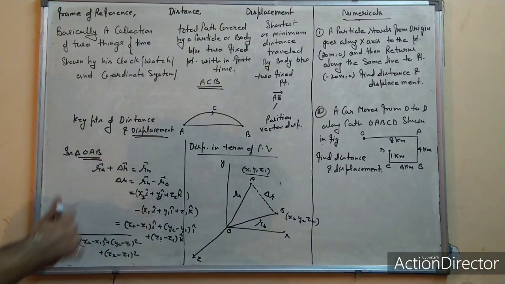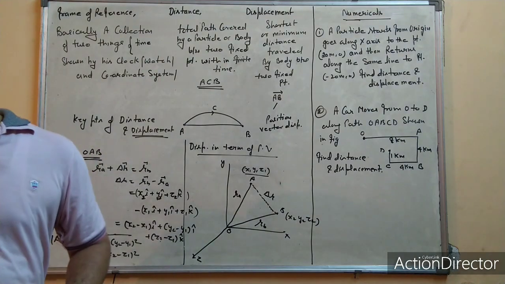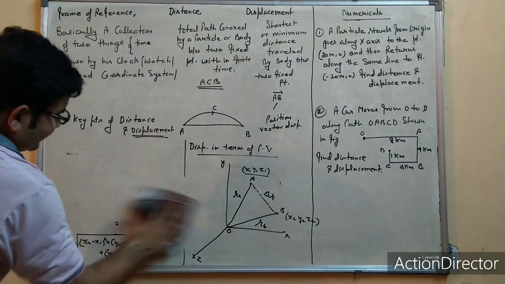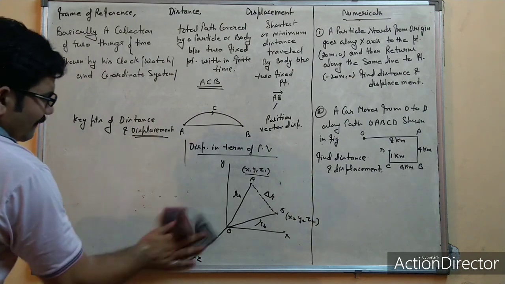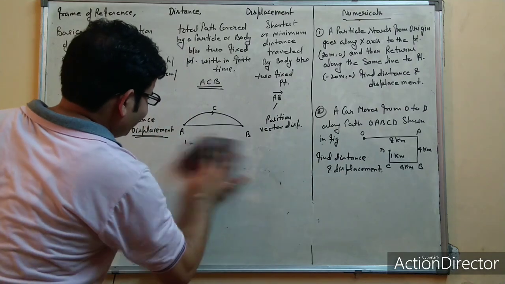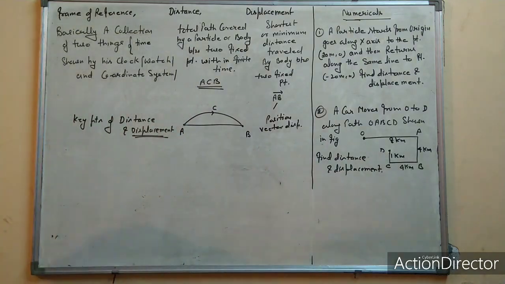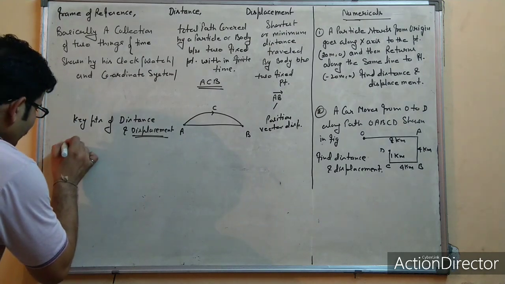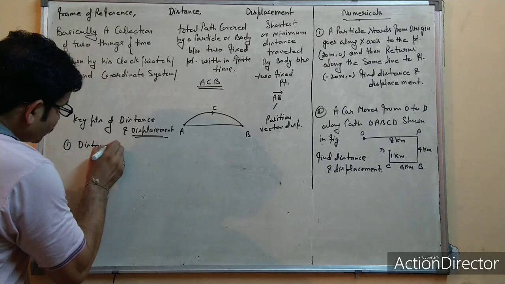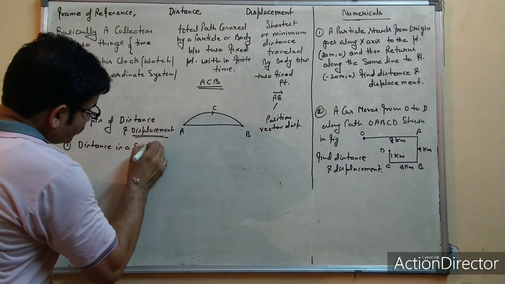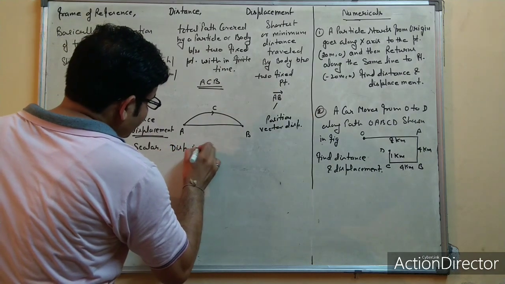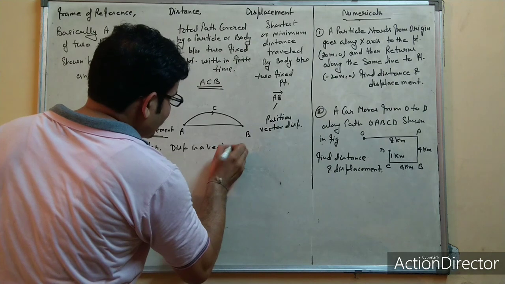Now we will discuss the key points of distance and displacement. Key point first: distance is a scalar, while displacement is a vector.